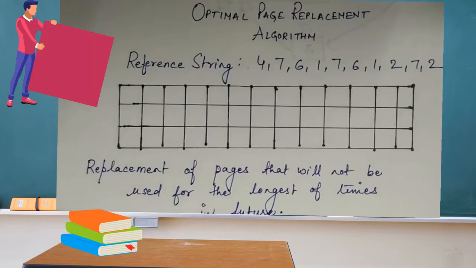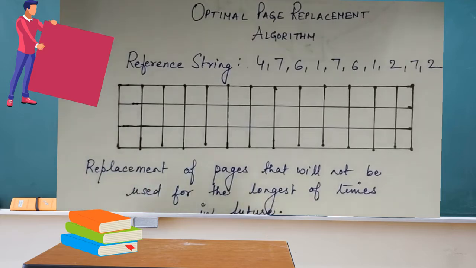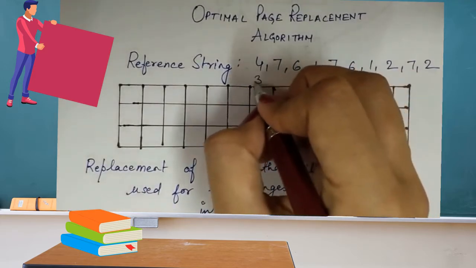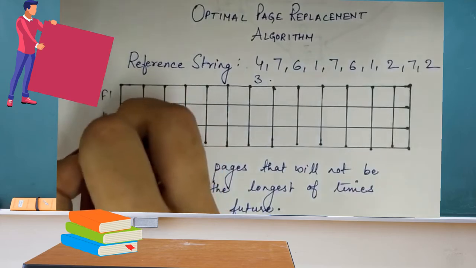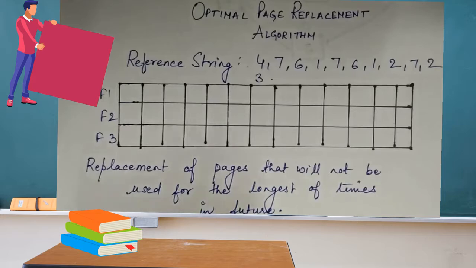The third type of page replacement algorithm is the optimal page replacement algorithm. In this algorithm, the page that will not be used for the longest time in the future is replaced. So let's understand this with the help of an example. The same reference string has been considered as we had taken in the previous two algorithms. The number of frames is 3, so we have 3 frames that can accommodate 3 pages at a time.